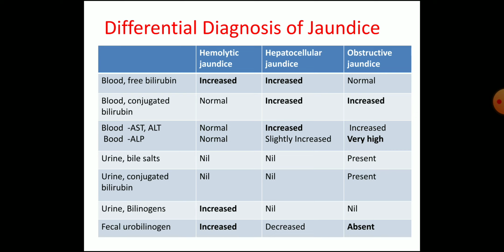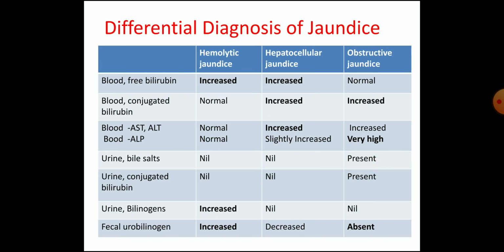Then bile salt will be in the urine. You can test for bile salt by Hay's test. It will be absent in hemolytic jaundice, and sometimes it may be present in hepatocellular, or sometimes it may not be there. Then in obstructive jaundice, usually when there is obstruction to the flow of bile to the intestine, it will leak, and so you will get bile salt positive.